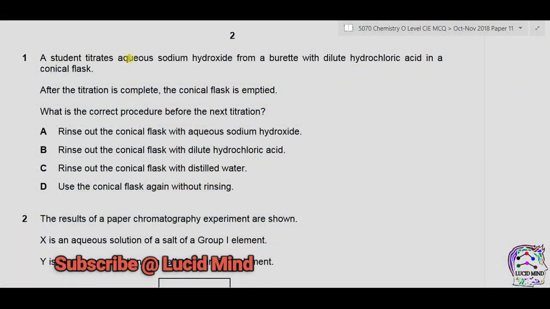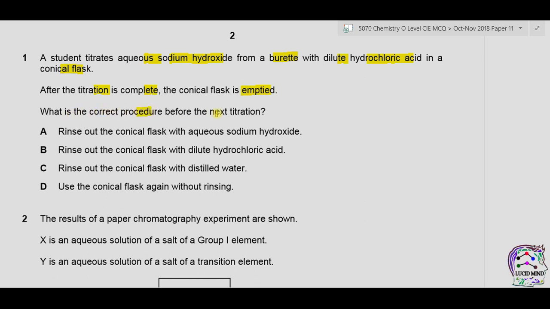Question 1. A student titrates aqueous sodium hydroxide, which is alkali, from a burette with dilute hydrochloric acid in a conical flask. After the titration is complete, the conical flask is emptied. What is the correct procedure before taking the next titration? Now, acid will react with alkali to form salt and water. This is a neutralization reaction in which sodium chloride and H2O is formed.